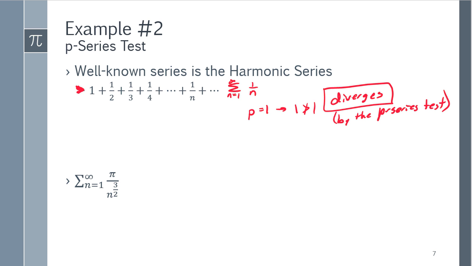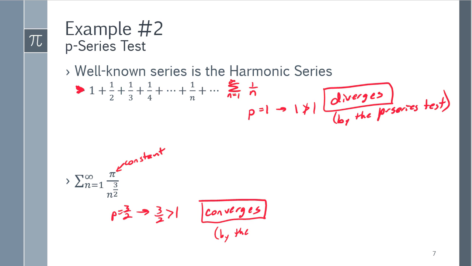Second example of this: if I have this series where n goes from 1 to infinity of pi over n to the 3 halves, pi is a constant, over n to a power. My power is 3 halves. Since 3 halves is bigger than 1, that means that this series converges by the P-series test.